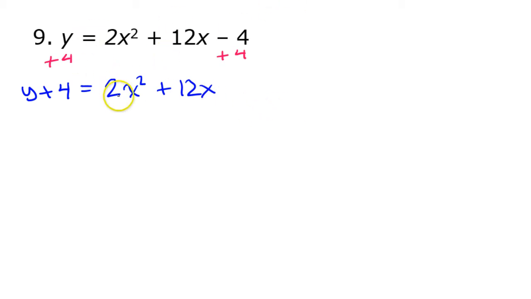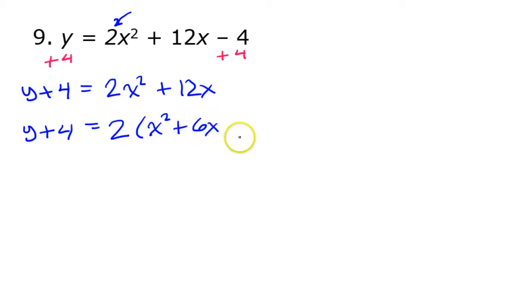Now, these problems are slightly made more difficult by the fact that the leading coefficient is not 1. When there's a number sitting here, this 2, you need to factor that out to be able to complete the square. So I'm going to take out a factor of 2 and put it outside of a pair of parentheses. So if I factor out the 2, and that's coming out of the 12 as well, that's going to leave me with x squared plus 6x inside of the parentheses.